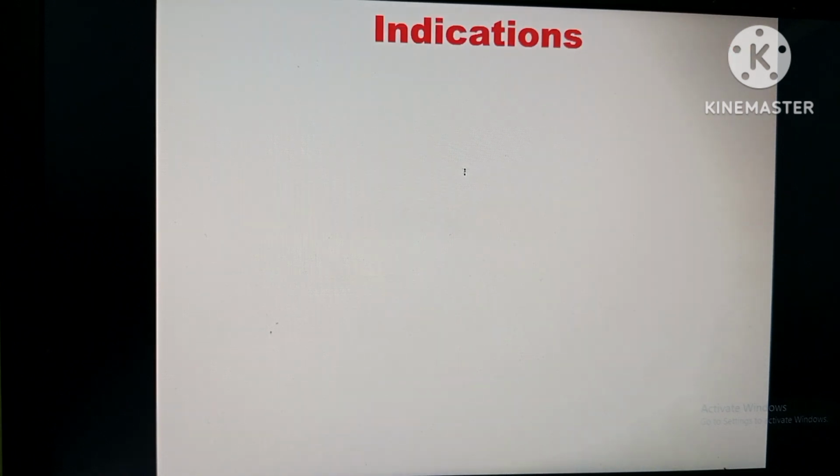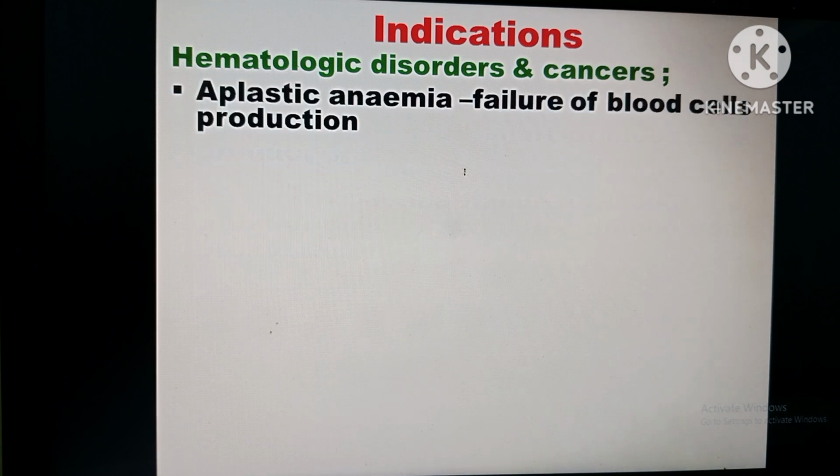So let me see what the indications are. Just now I said any hematological disorders as well as cancers require bone marrow transplantation. The first one is aplastic anemia, which means failure of blood cell production. If there is no blood cell production, you can imagine the client will suffer with various kinds of disorders. There is no immunity, there is no oxygen carrying capacity, and if there is any bleeding, clotting will not take place. So of course a bone marrow transplant is required.